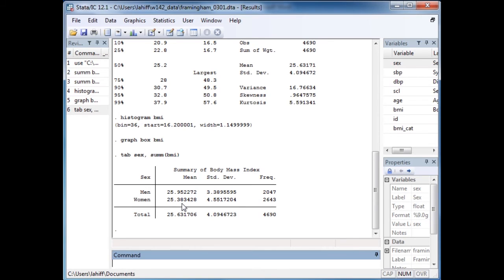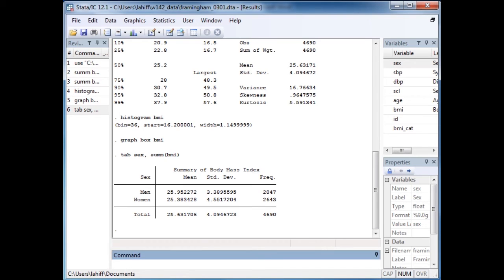That's about 25.4. You can also see, however, that the standard deviation for the men at something like 3.39 is lower than the standard deviation for the women at 4.55. This command also gives me the mean for all the observations and the standard deviation for all the observations.